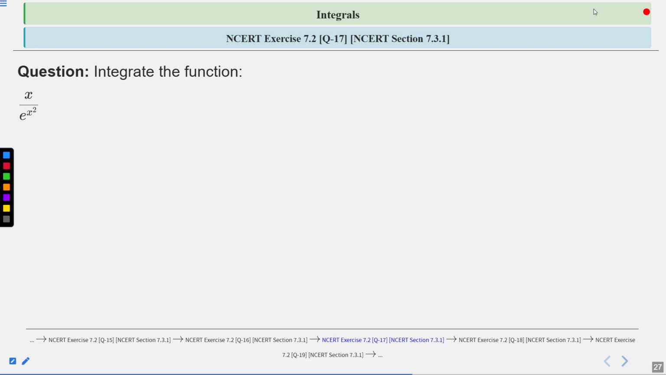X upon e to the power x square, okay? Again, you have to observe and think about what we can substitute to make the integral easy and integrable. You just need to observe the substitution that we need to make here. In this way, you can try to attempt the given question. You have some time to solve or think about this. After that, we will discuss the solution part.